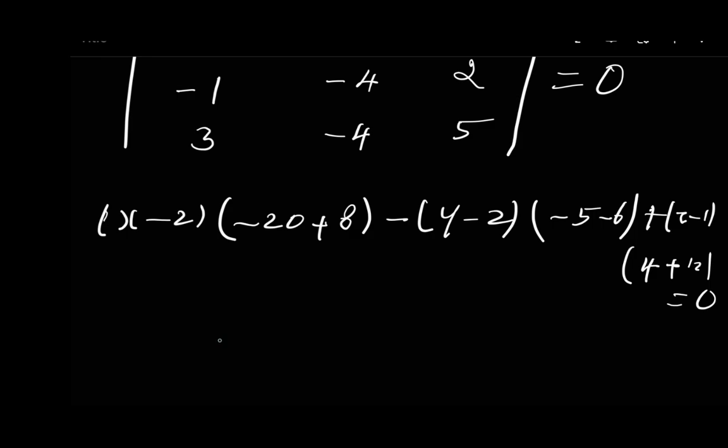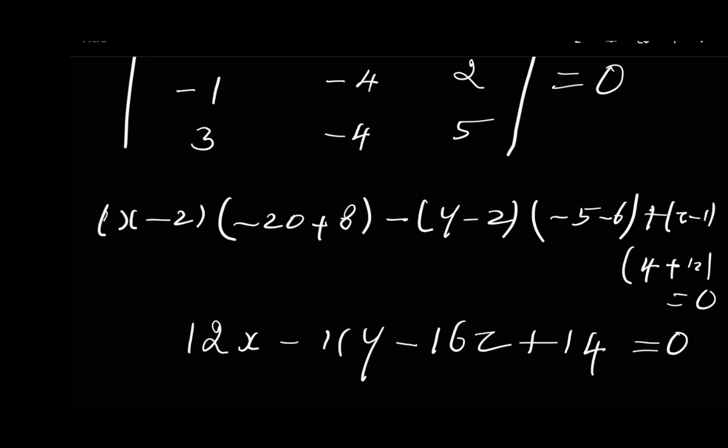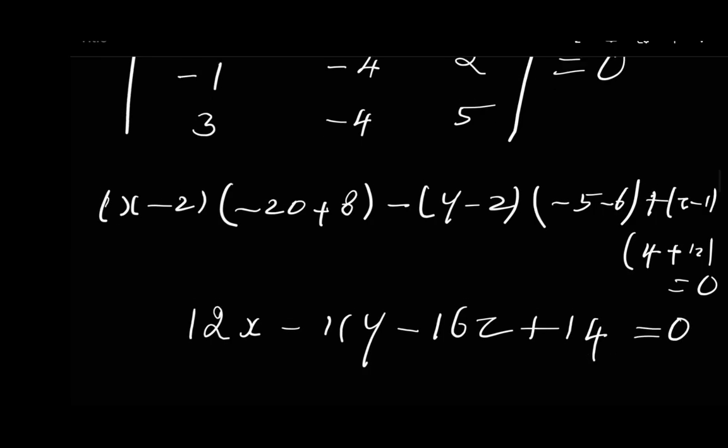See, after simplifying this, you will get the answer as 12x minus 11y minus 16z plus 14 is equal to 0. You can simplify and write this answer.